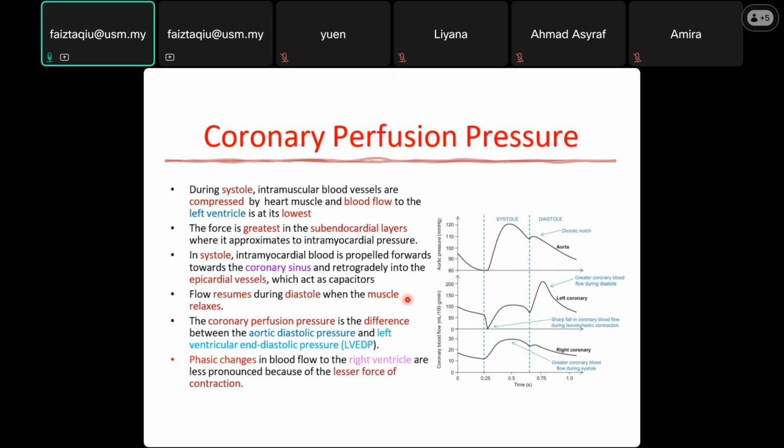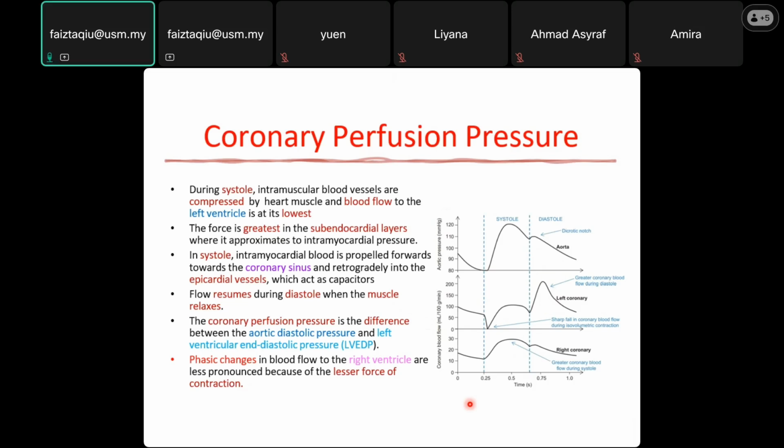The force is greatest in the subendocardial layers, where it approximates intramyocardial pressure. In systole, the intramyocardial blood is propelled forwards towards the coronary sinus and retrogradely into the epicardial vessels, which act as capacitors. Flow then resumes during diastole, when the muscle relaxes. As Kamarul said before, the coronary perfusion pressure is the difference between the aortic diastolic pressure and the left ventricular diastolic pressure for the left ventricle.